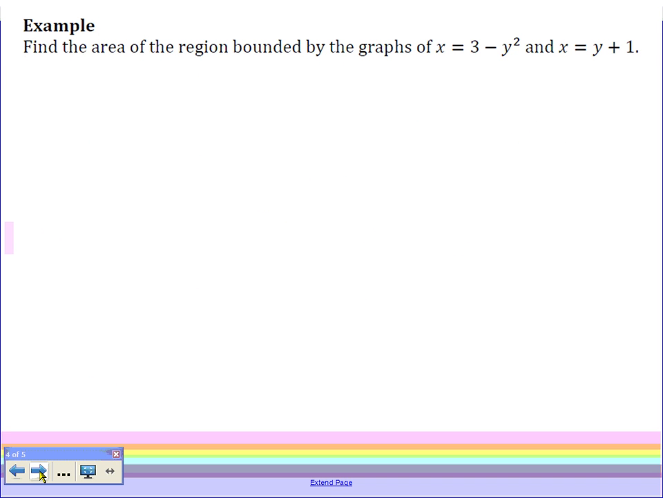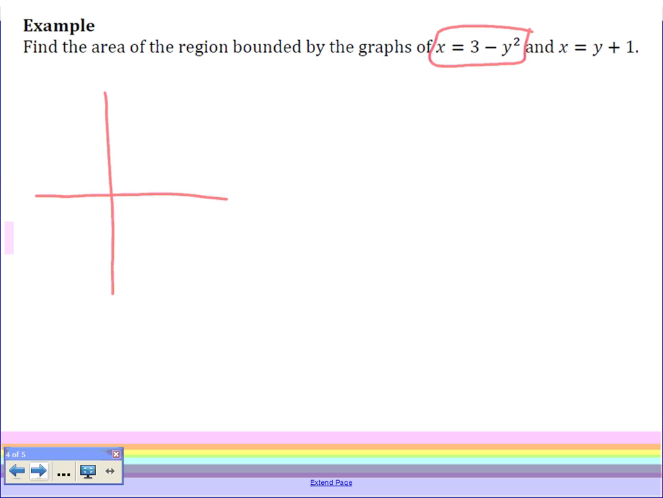Okay, let's do one more example. It's a little bit harder. These ones are set equal to x instead of y. Well, that's absolutely fine, right? We're just going to integrate with respect to y instead of x. So notice this one is not a function. Doesn't matter. Let me graph this first.